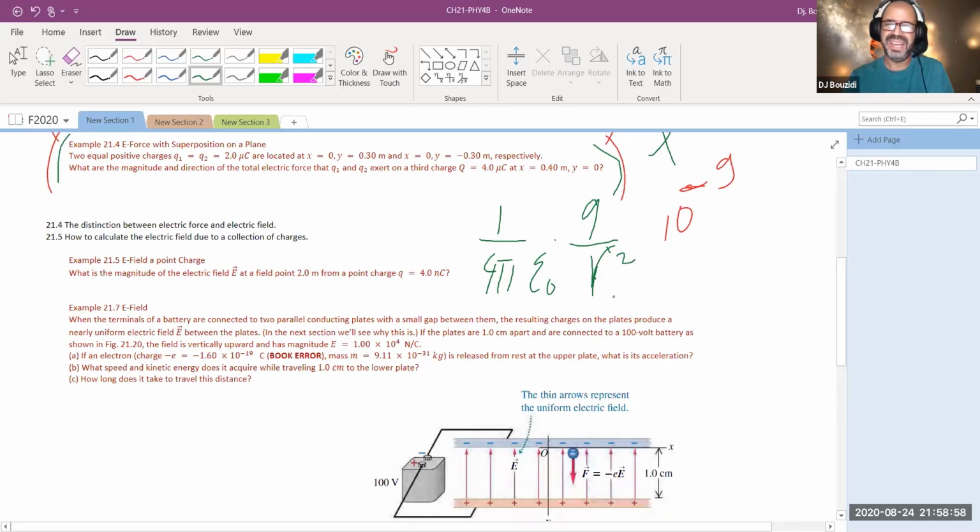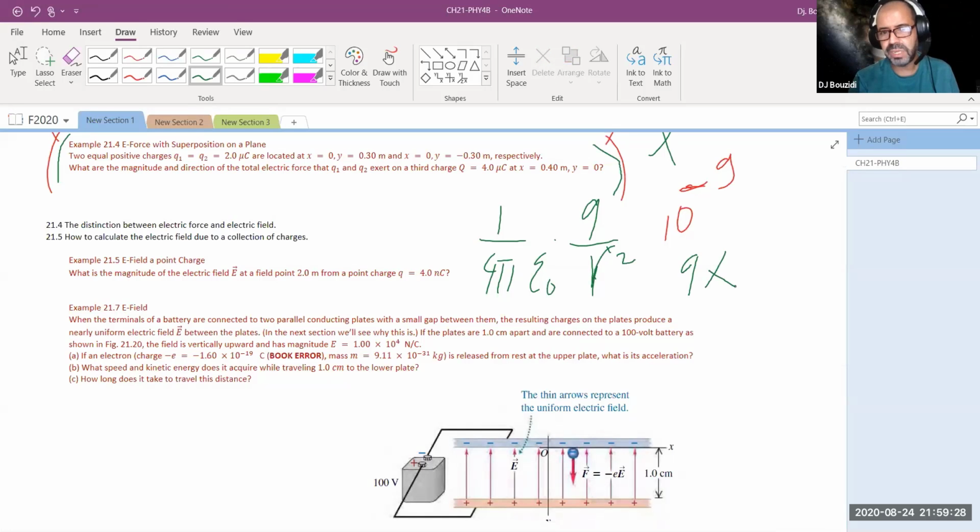Okay, yeah. So R is 2 meters. 1/4 pi epsilon naught. That's 9 times 10 to the power 9, and then the charge is 4 times 10 to the negative 9. So from the get-go, the 10 to the positive 9 from 1/4 pi epsilon naught and the 10 to the negative 9 from the charge, they cancel one another. So this number will be 9. I'm not going to write 10 to the positive 9 because it's canceled by the nanocoulomb.